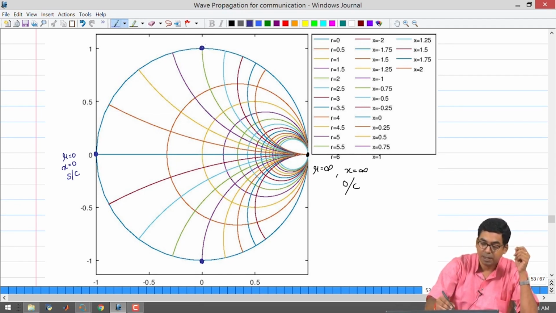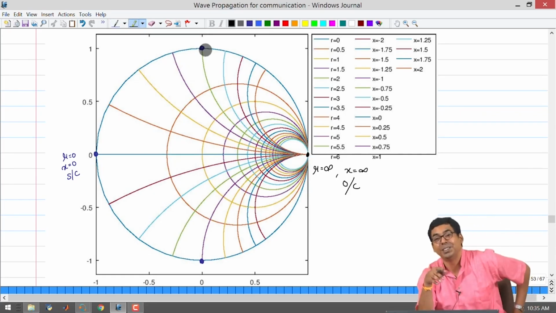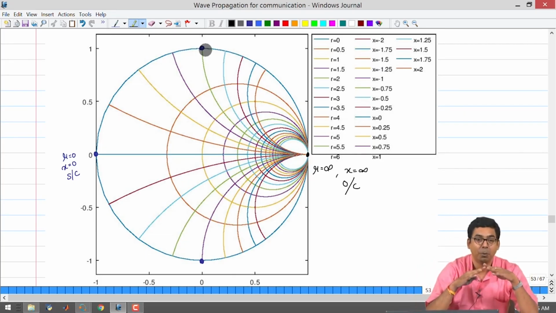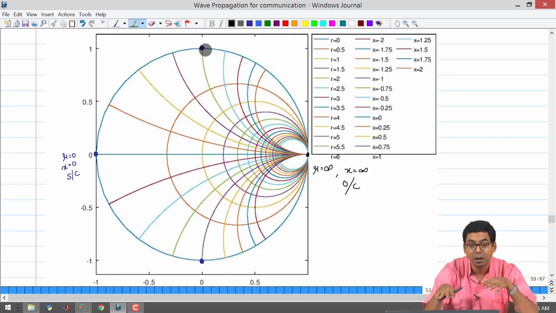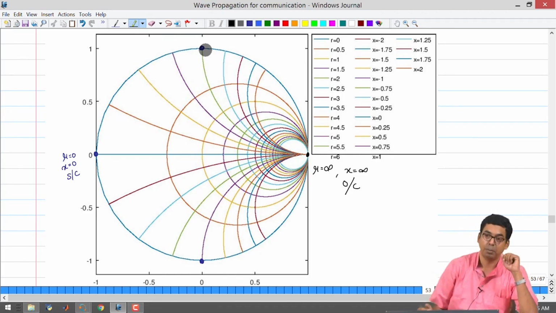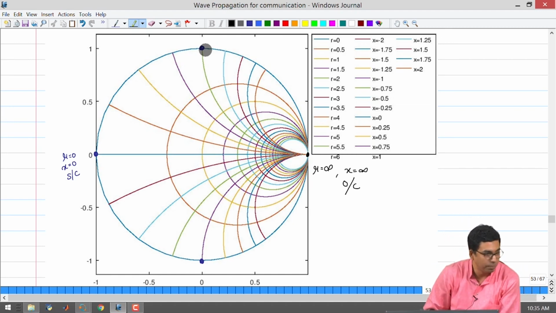But here we have to be a little careful with the interpretation, because gamma L is the voltage reflection coefficient. It is not the same as the phase between your voltage and current, it is the voltage reflection coefficient. So, it is V minus divided by V plus. It means that the reflected voltage is going to be 90 degrees out of phase with respect to the incident voltage, for the top and the bottom points. These are the important points in your Smith chart.